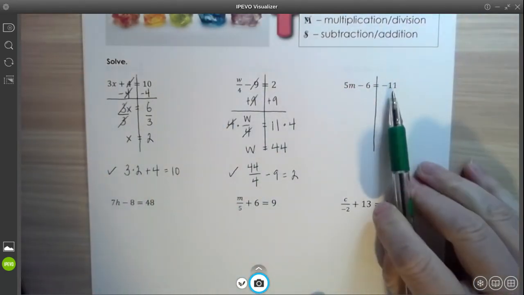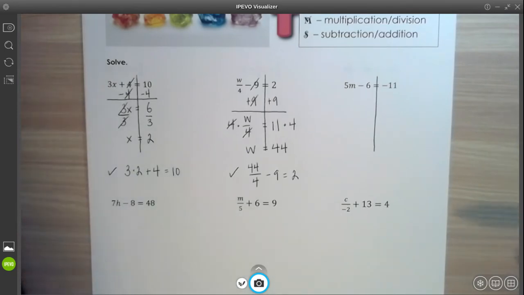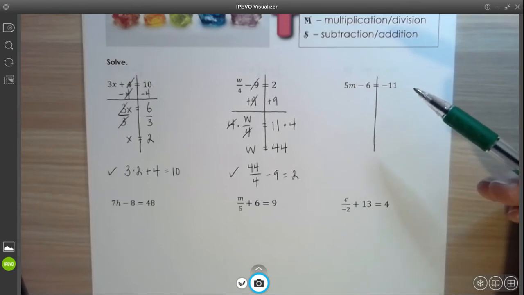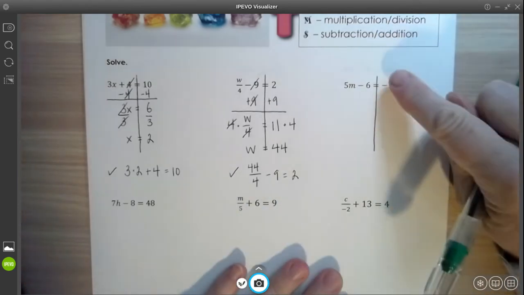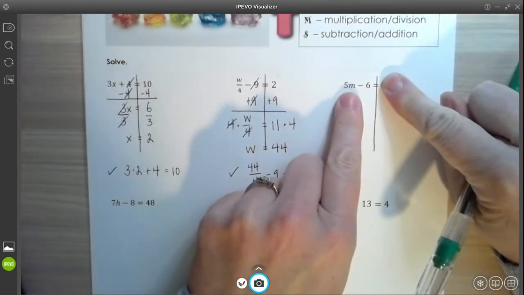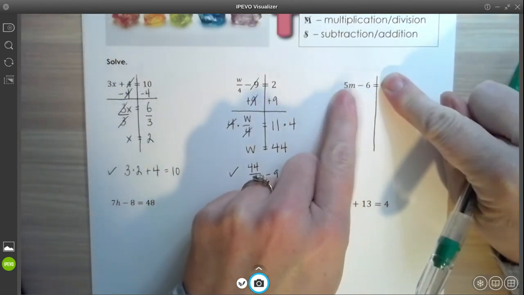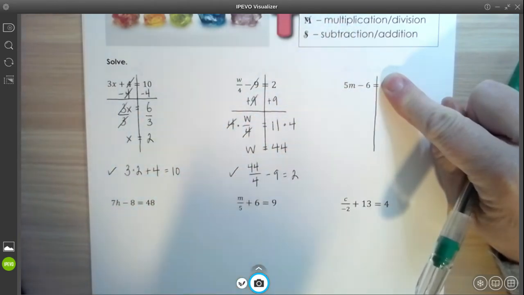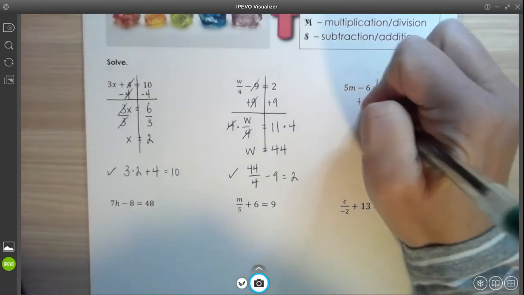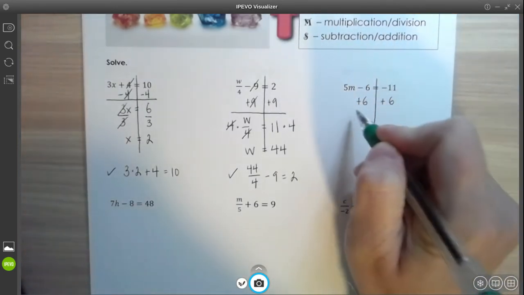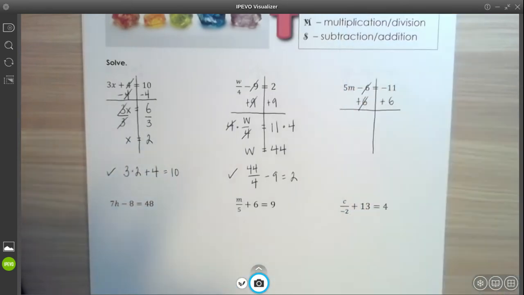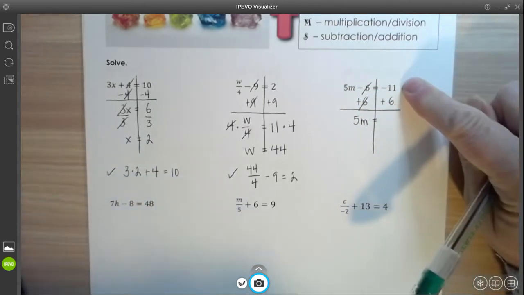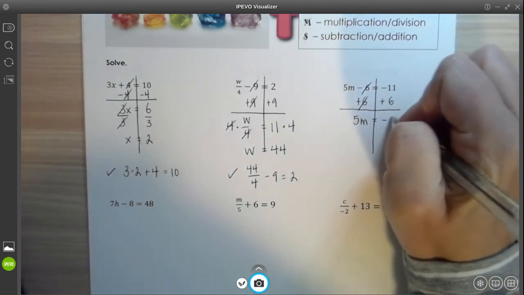Okay, this one's a little different because we do have a negative number in it, which is not any different. If you have access to your Desmos calculator or any other scientific calculator, this is a piece of cake. So first of all, on the left side, we've got the variable. So are we going to get rid of the multiplying or the subtraction first? Again, if we start at the bottom and work our way up, we're going to get rid of that subtraction of 6. So I'm going to add 6. That's the opposite or inverse operation. Those will cancel out. I'm going to bring down that 5m. And then negative 11 plus 6 is a negative 5.